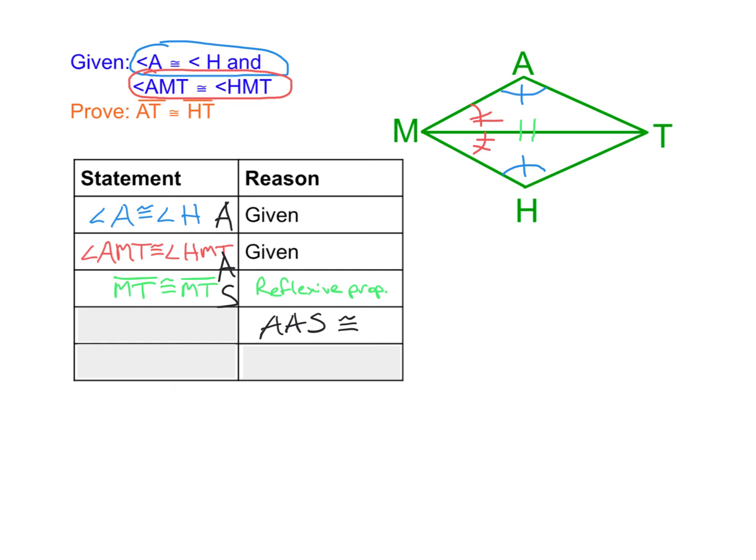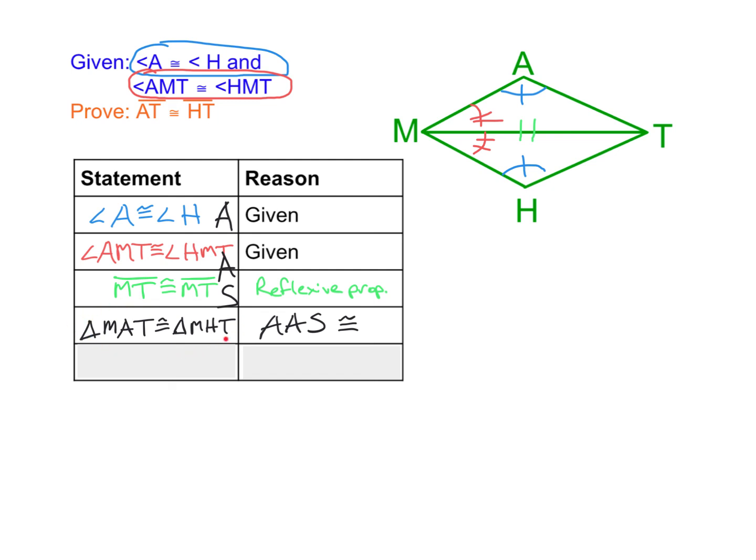And then when you're naming the triangles, just make sure that you're naming them in corresponding order. So here's one way that we could name the triangles congruent. MAT congruent to MHT. So then our last statement is always going to be what we're trying to prove. And when we look at what we're trying to prove, we're trying to show that side AT is congruent to side HT. Well, the good news is that I've proven those triangles congruent.